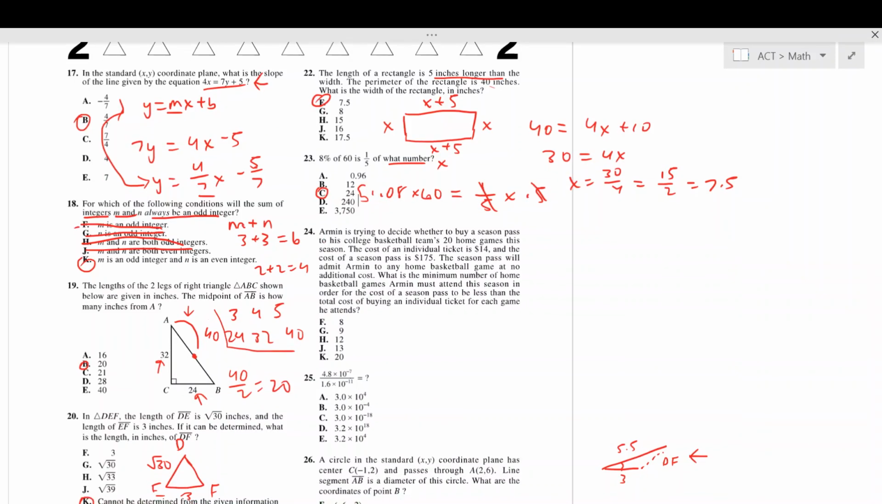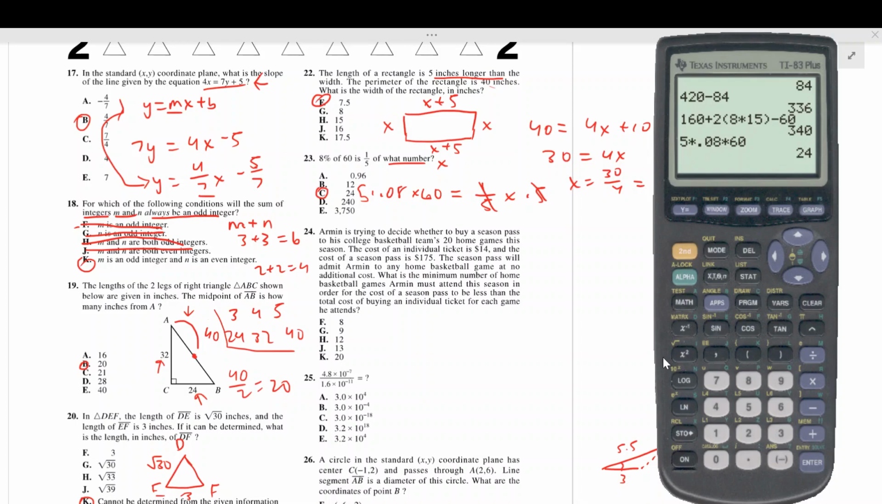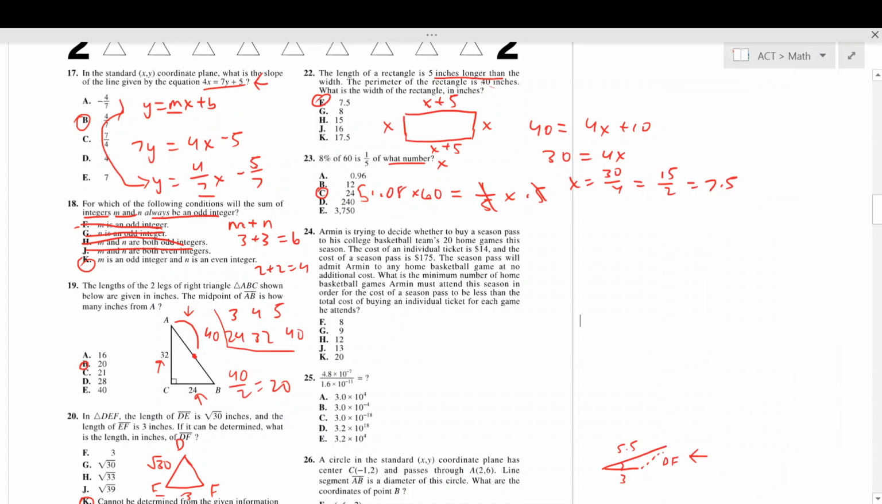And if we wanted to check it, we could just do 1/5 of 24. 1 over 5 multiplied by 24. And then that should be equal to 8% of 60. So 0.08 times 60 should be equal to 4.8. And it is, so we got the correct answer.